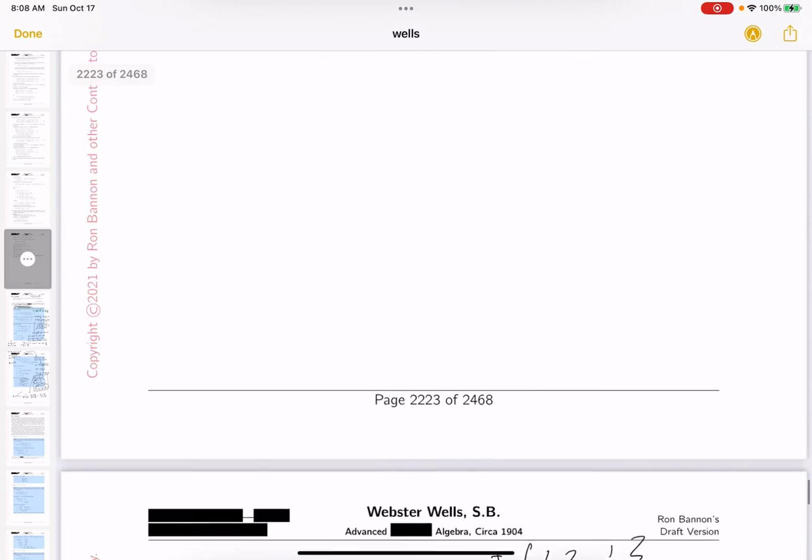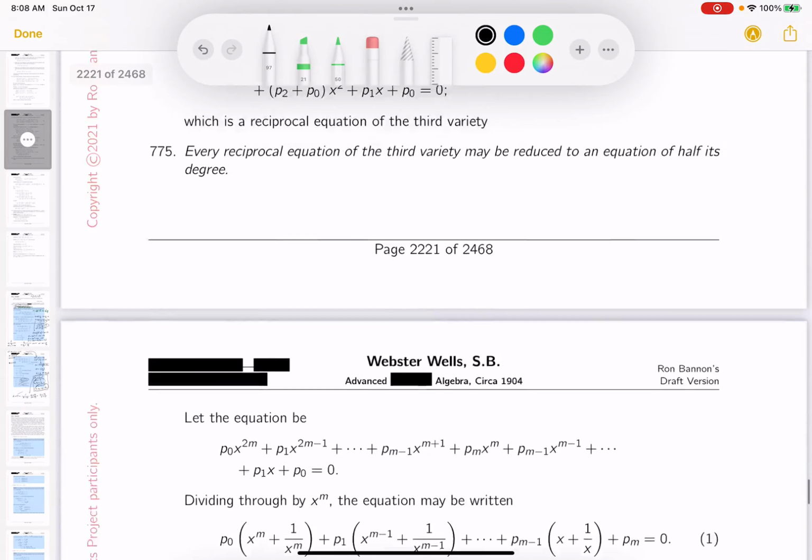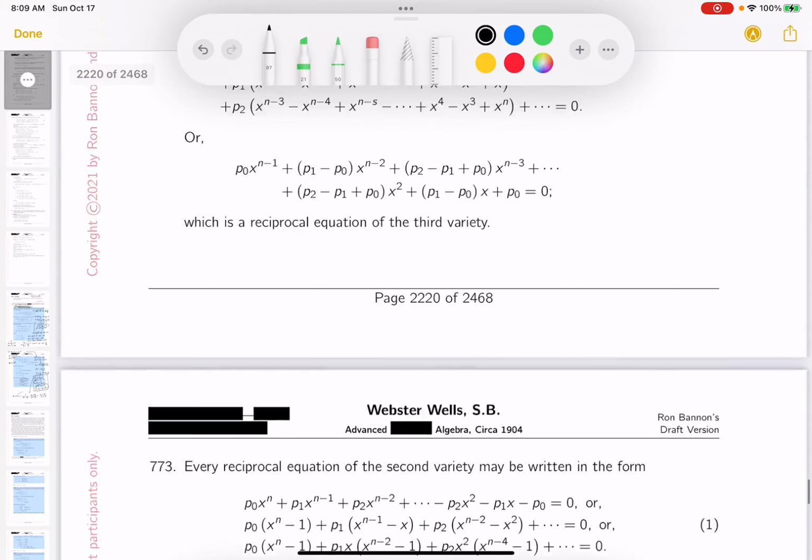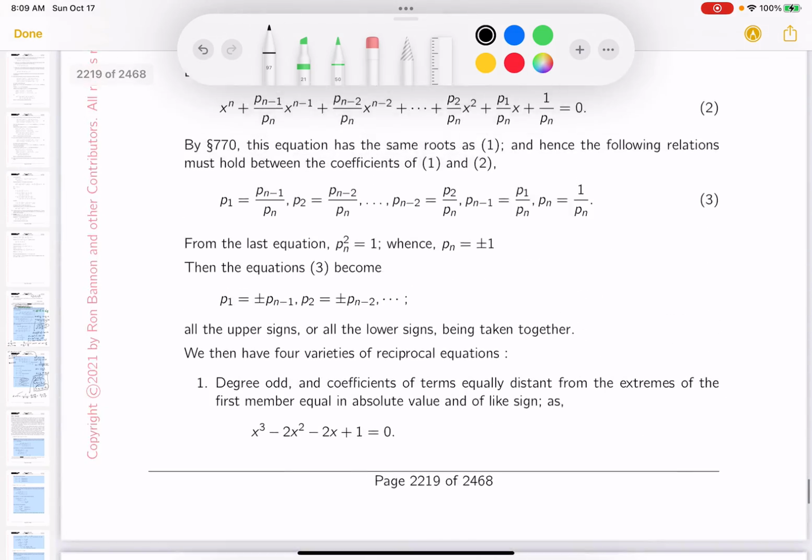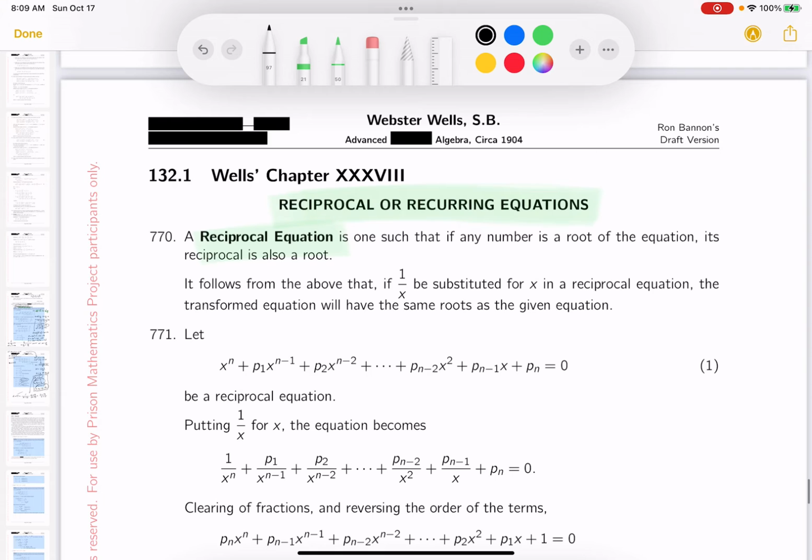All right, let's go back. After you do an example, you may want to go back and reread that section. It's a long section, though I realize that. Reciprocal or recurring equations. A reciprocal equation is one in which if any number is a root of the equation, its reciprocal is also its root. It follows from the above that if 1 over x is substituted for x in a reciprocal equation, the transformed equation will have the same roots as the given equation. That's an important fact, by the way, if they're reciprocal.